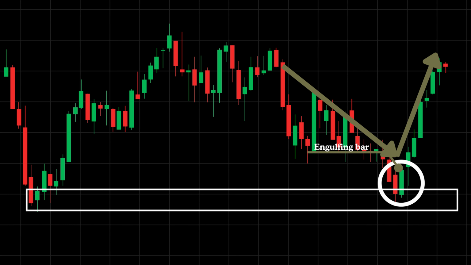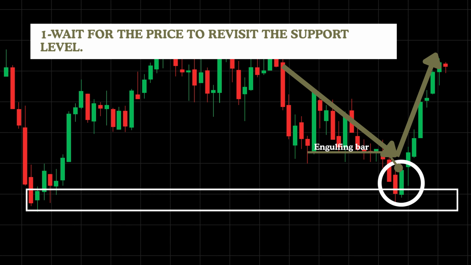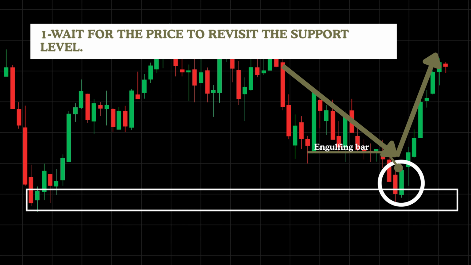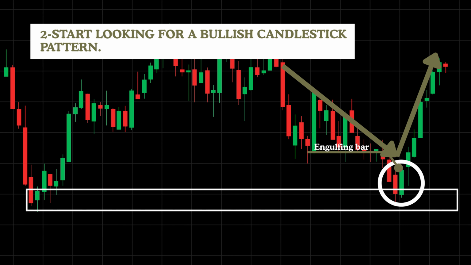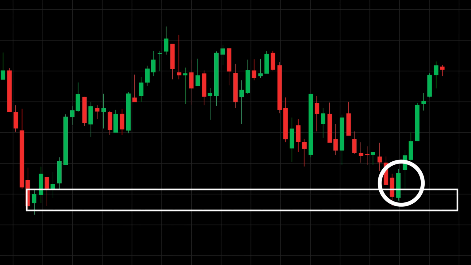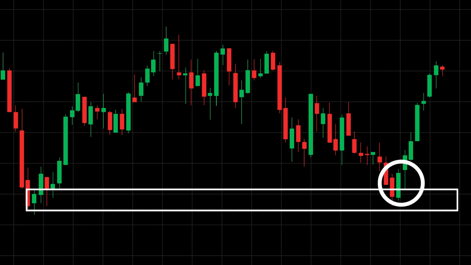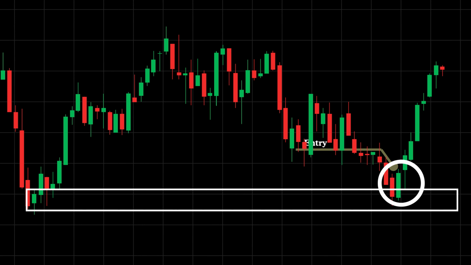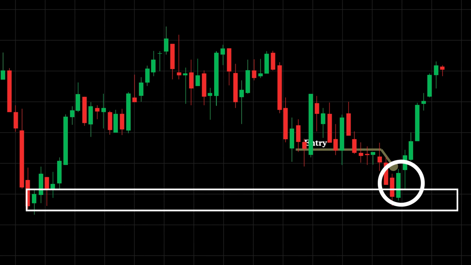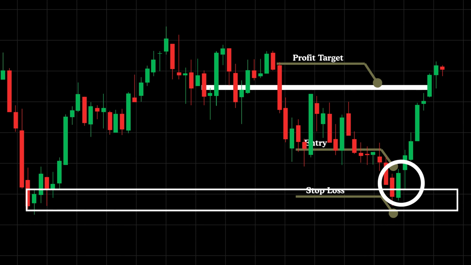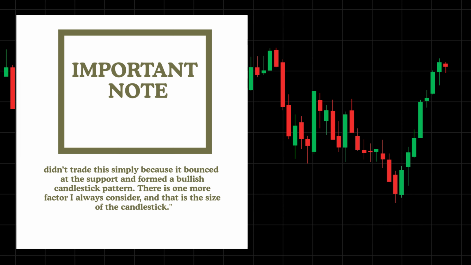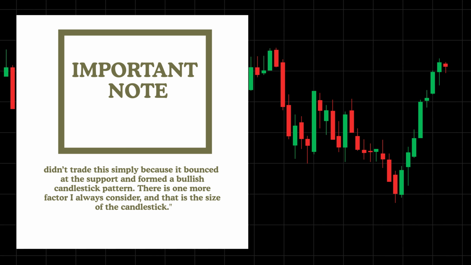So, how do we trade this? First, wait for the price to revisit the support level. Once it reaches that support, start looking for a bullish candlestick pattern. In this example, we have a bullish engulfing, so we will trade based on that. Place the entry at the candle close of the engulfing bar, set the stop loss at the lowest point of the support, and target profit at 2 times higher than the stop loss. And there you go, another successful trade.